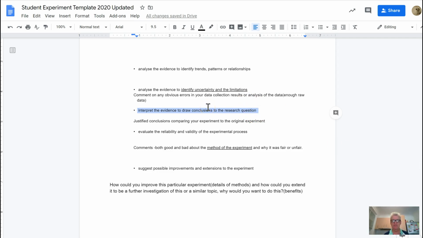So you've got to justify the conclusions, comparing your experiment to the original experiment. Are you confident that your result showed a good indication of what was different between the two environments? So that's your interpretation of your data and your conclusion.